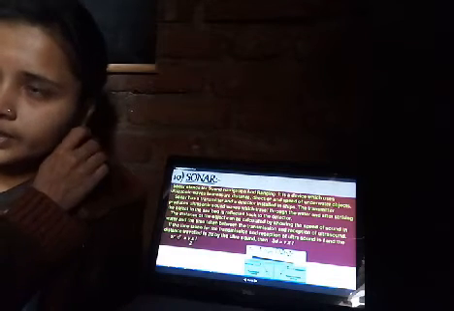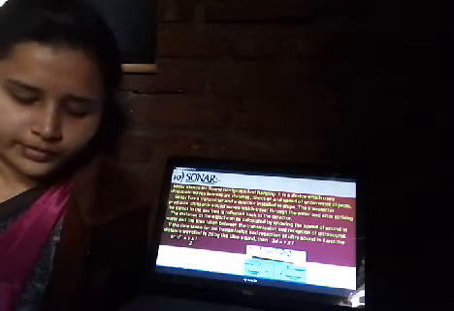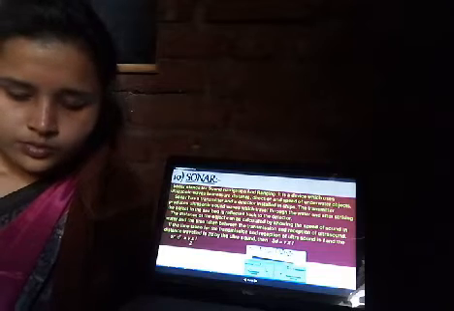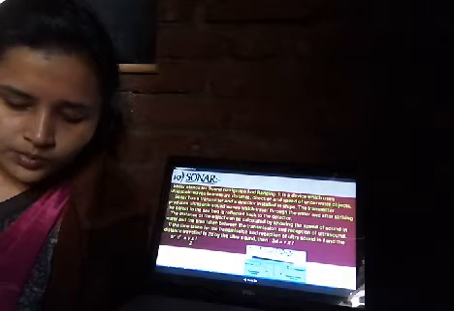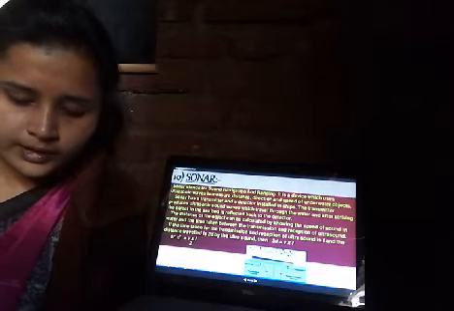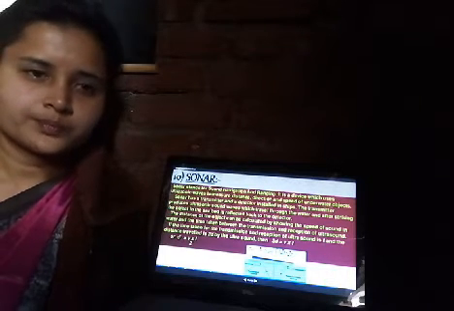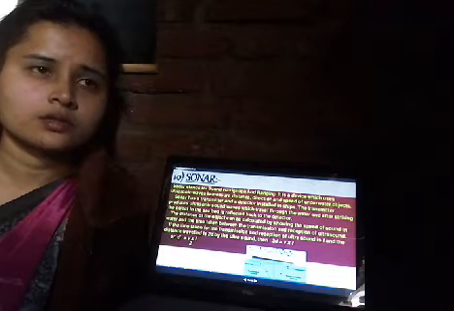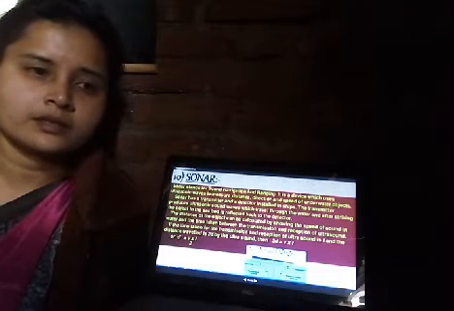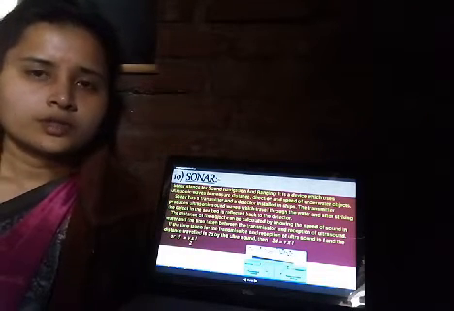Then we have to talk about sonography and how sonography works. Sonography technology uses ultrasonic sound waves to generate images of the internal organs of the human body. It is used to detect the internal organs of the human body.